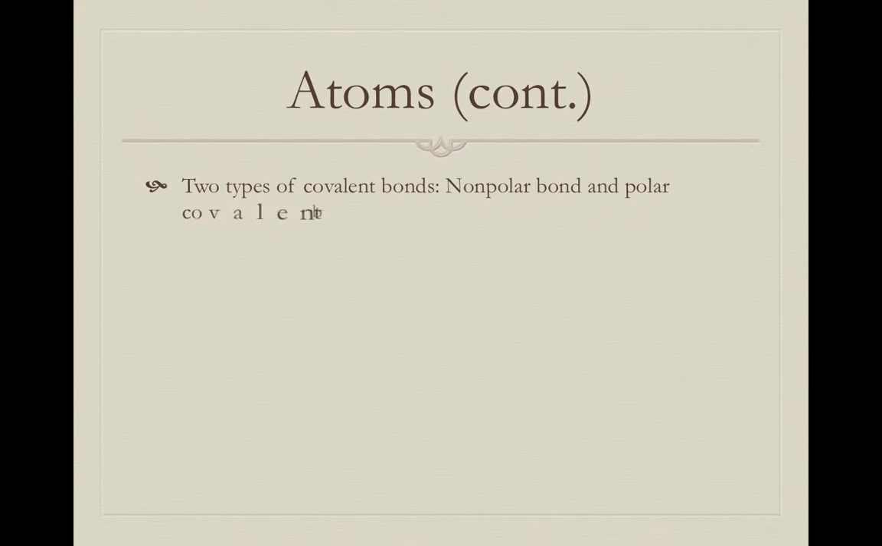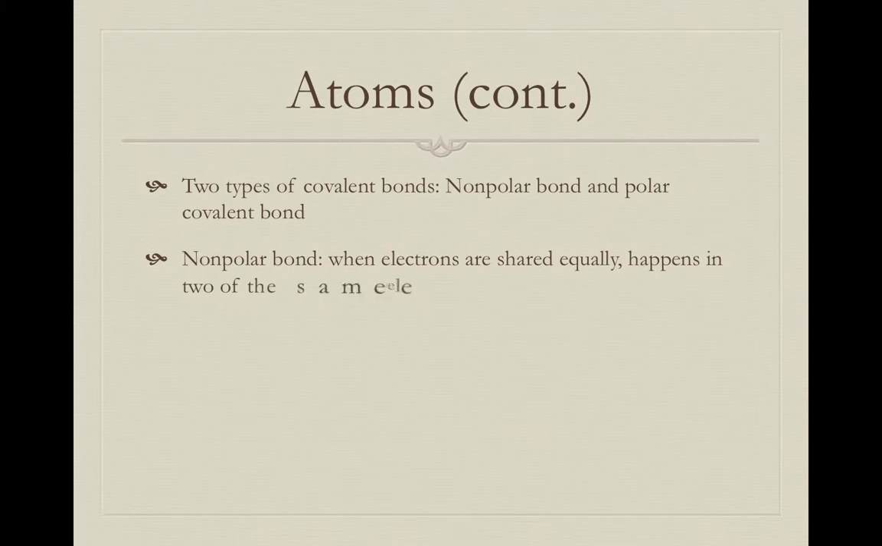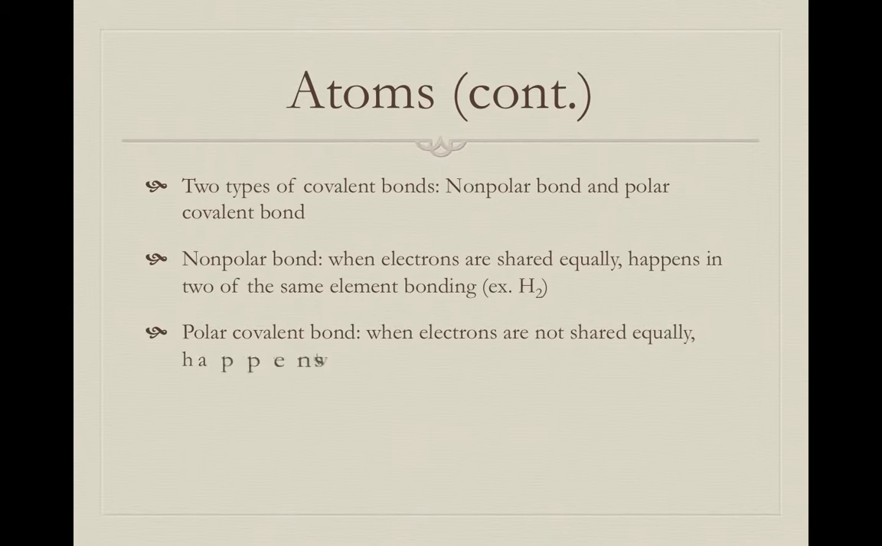So there are two types of covalent bonds, nonpolar and polar covalent. A nonpolar bond is when electrons are shared equally, and this usually happens in two of the same element bonding. So, for example, H2 or O2. A polar covalent bond is when electrons are not shared equally, and this usually happens when two different elements bond, such as CO2 or H2O.